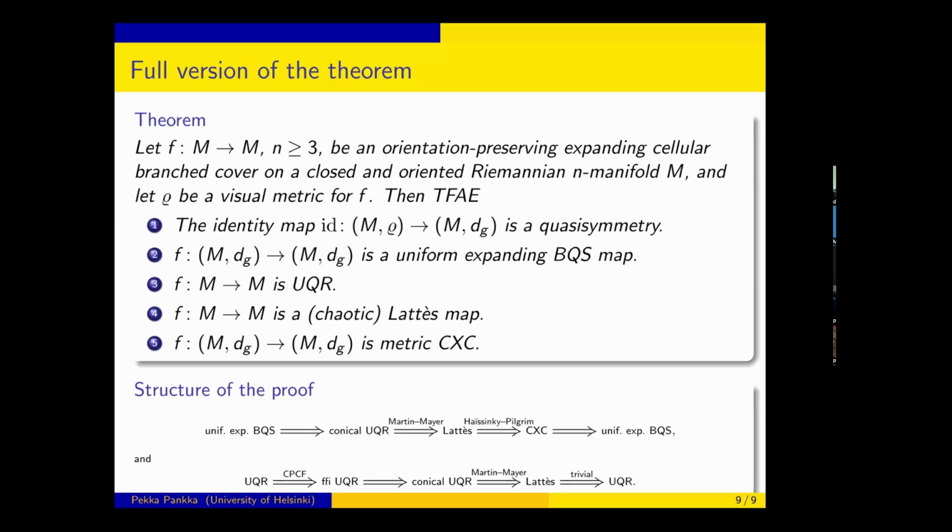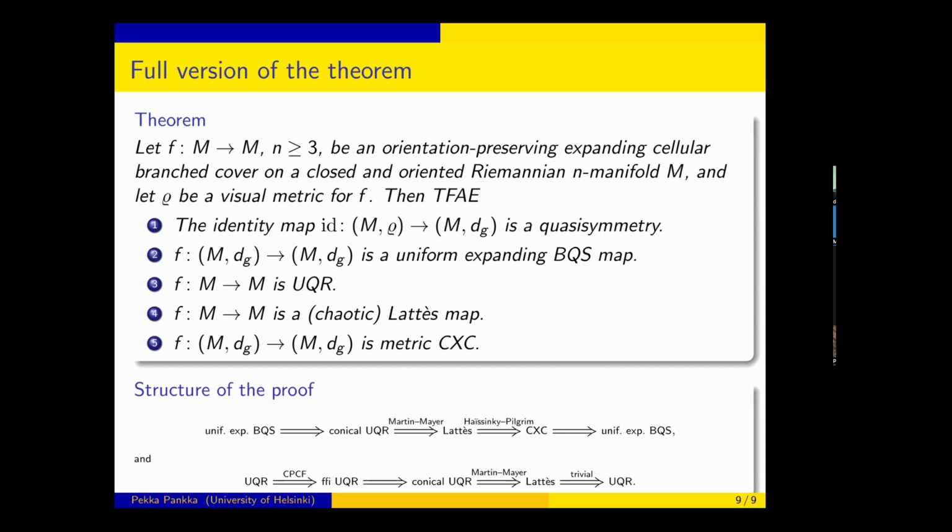If you look at this, I omitted the equivalence of 1 and 2. If you take that out of the picture, the equivalence of the conditions becomes more of a metric game, except when you want to improve UQR to lattice. Because if you just have a UQR map, then there's no guarantee that it is lattice, and you need to have some argument.